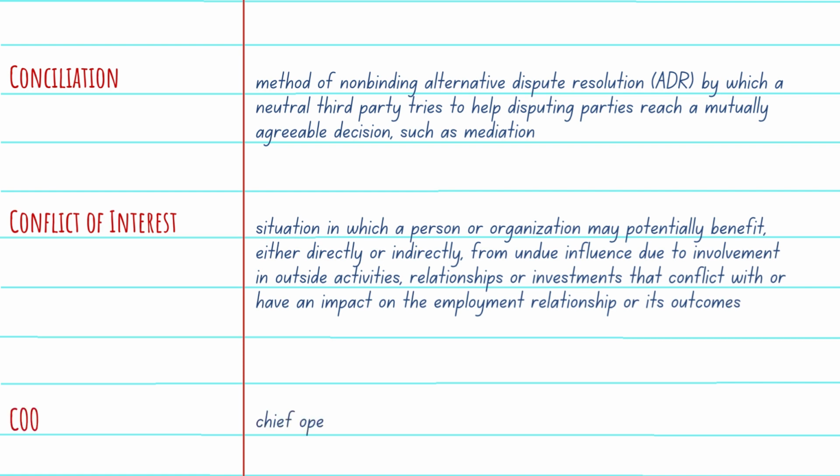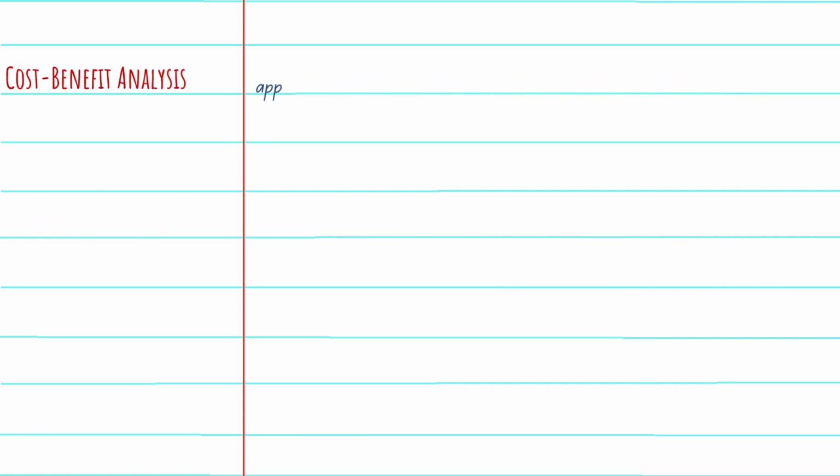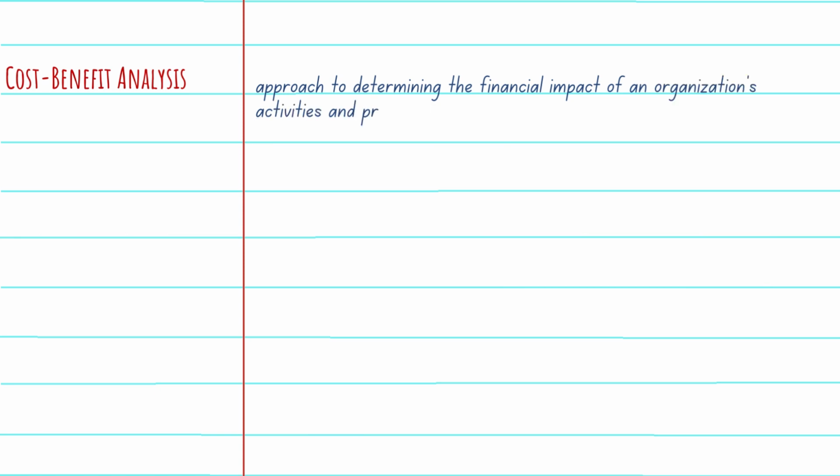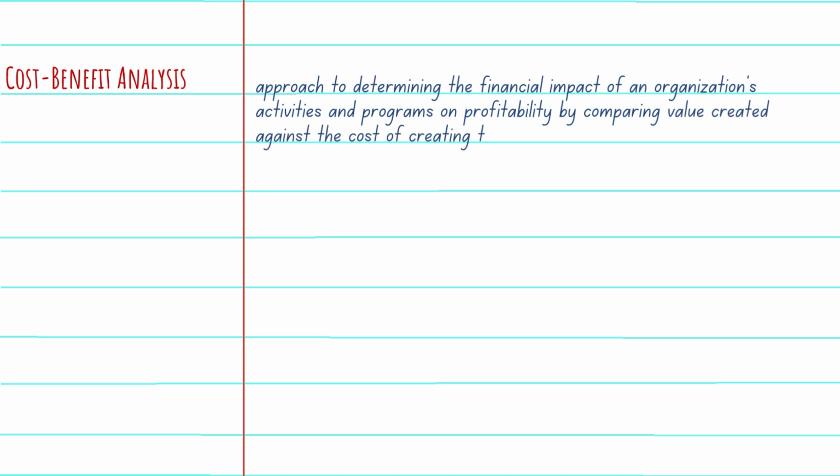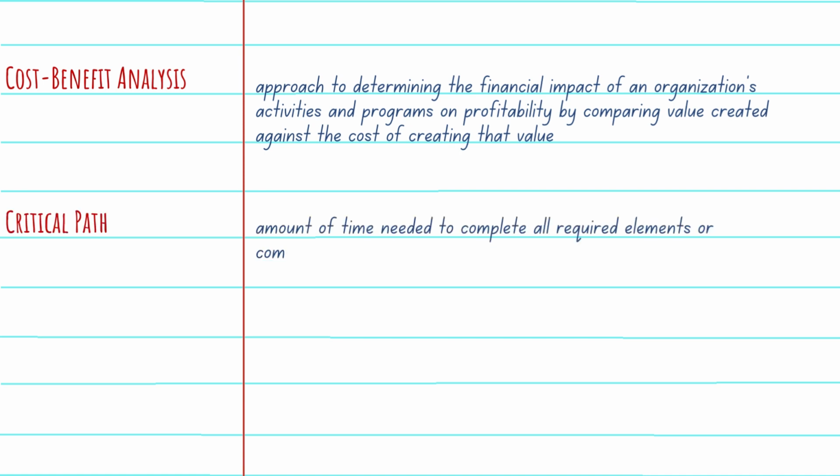COO stands for Chief Operating Officer. Cost-benefit analysis is an approach to determining the financial impact of an organization's activities and programs on profitability by comparing value created against the cost of creating that value. Critical path is the amount of time needed to complete all required elements or components of a task, which is determined by taking into account all project-task relationships.